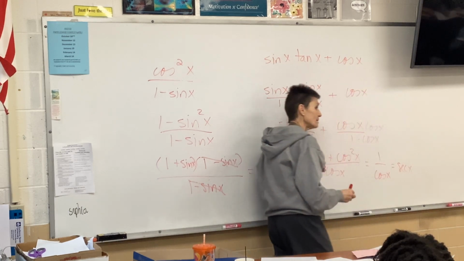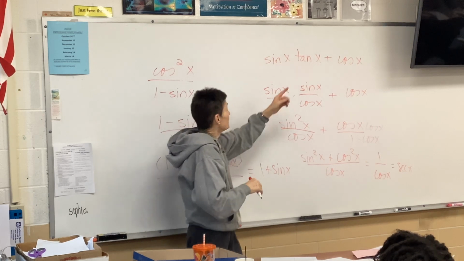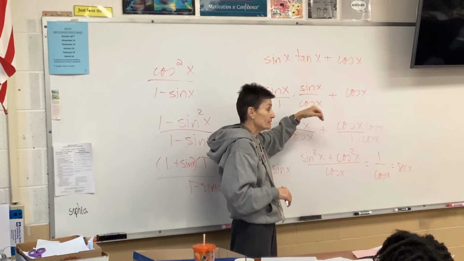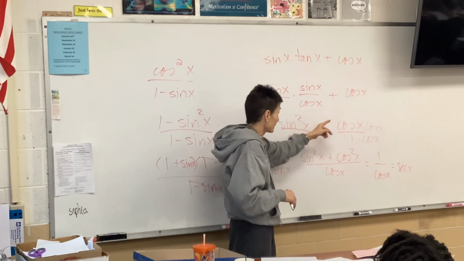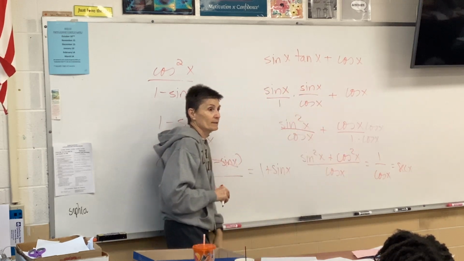So, Catherine, your gut feeling was right on target. Change that tangent into sine over cosine. And then we just did arithmetic, multiplied these together, got a common denominator, got our 1, and everything was perfect.